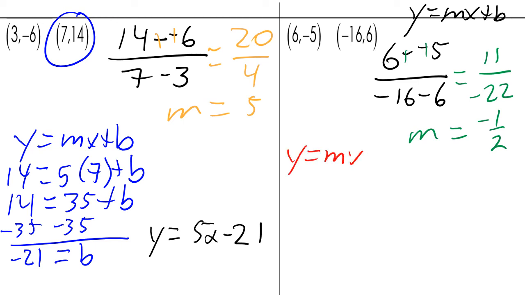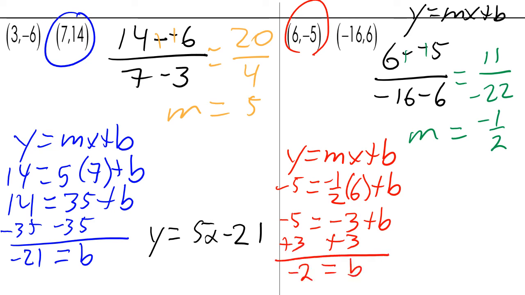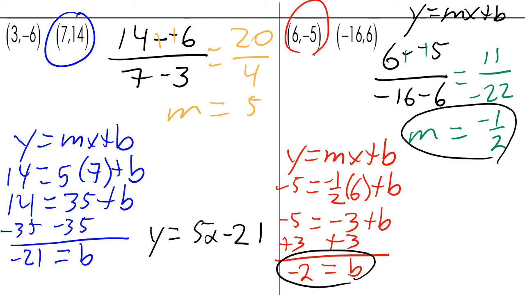My model is y equals mx plus b. I'll use the first point this time. Doesn't matter which one. y is negative 5, m is negative 1/2, x is 6. I bring down the plus b. Negative 1/2 times 6 is negative 3. Negative 5 equals negative 3 plus b. Add 3 to both sides, and I get b is equal to negative 2. Now I've got the slope, I've got b, and I can write the equation. y equals negative 1/2 x minus 2.